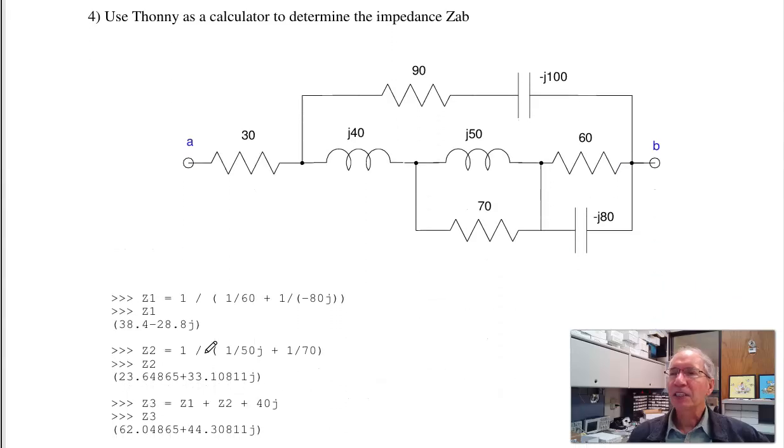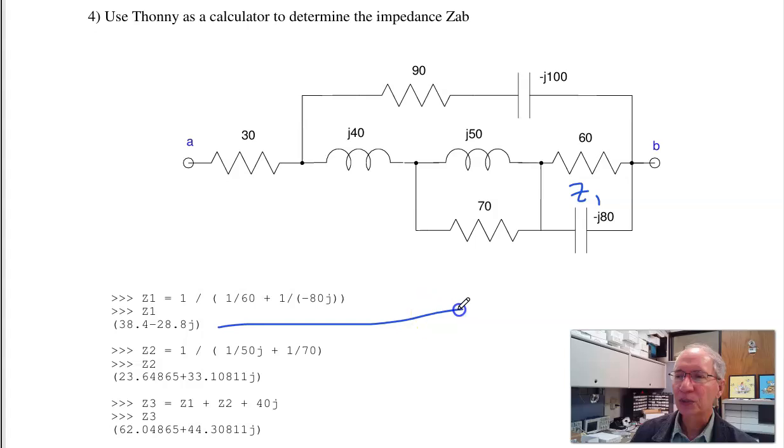Finally, Python can handle complex numbers just as well. If I do 50j, that's j50, 22 plus 40j is 22 plus 40j. To simplify this circuit, I need to add resistors or impedances in series and parallel. Put this together, that gives you Z1. Z1 is 60 in parallel with minus j80. So that's 1 over 60 plus 1 over minus j80, which gives you 34.8 plus j28. That's right here. j50 in parallel with 70 is 1 over j50 plus 1 over 70, 23 plus j33. That's Z2.